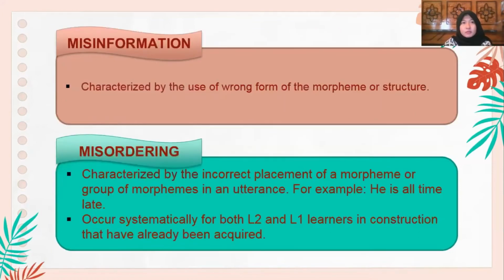Next, misinformation. Misinformation is characterized by the use of the wrong form of the morpheme or structure. There are three types of misinformation, namely regularization errors, archiforms, and alternating forms.